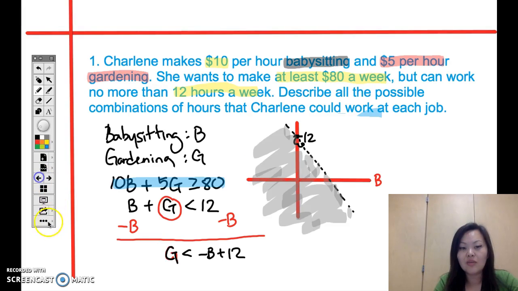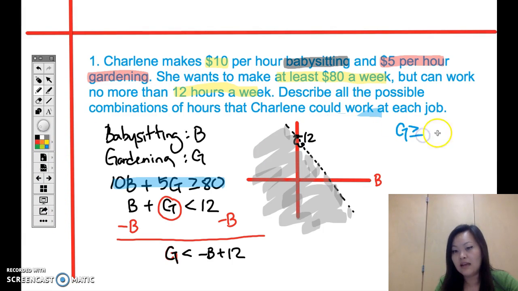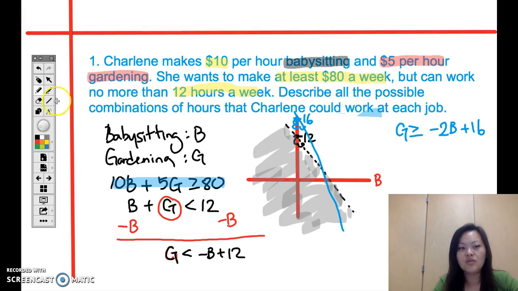To graph this, I've got to go back to the previous screen, right? So let me just write down the equation that we came up with. That was G is equal to or greater than negative 2B plus 16. So let's say this is where 16 is. Here's my point. Then I have to go down 2, because that's my slope, and then to the right 1. This one has an equal sign, so I can draw a solid line, something like that. And G is equal to or greater than, so that means I have to shade the top. I'm going to do that using this color.